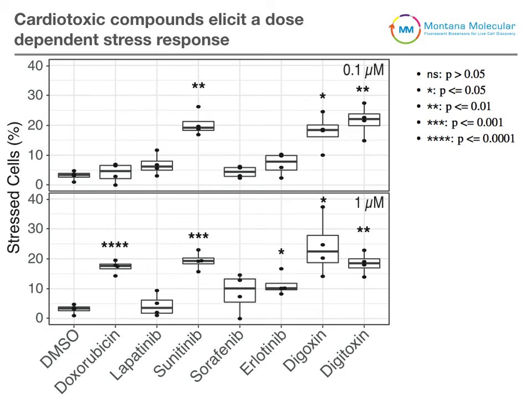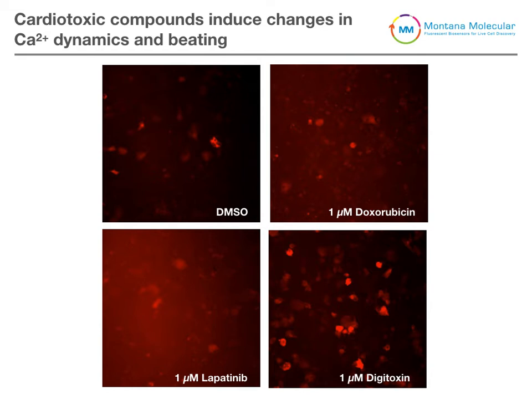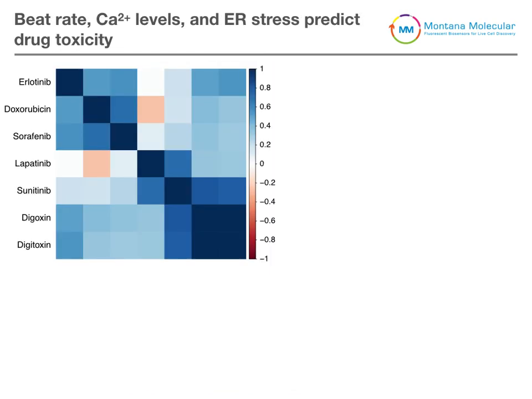We also looked at the calcium dynamics and beating rate in cells treated with all of these compounds after 24 hours using our R-GECO calcium sensor. And we can see that cells treated with DMSO have a nice coordinated beating, similar to those treated with doxorubicin. However, our beat rate and amplitude has slowed. Similarly, we see a slowed rate, although no change in amplitude in cells treated with lapatinib. And in those treated with digitoxin, we basically see a full loss of coordinated beating.